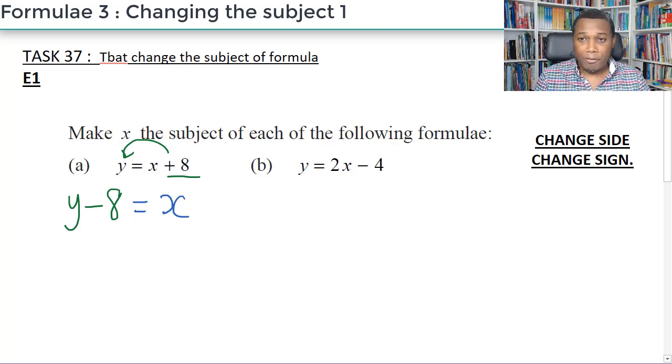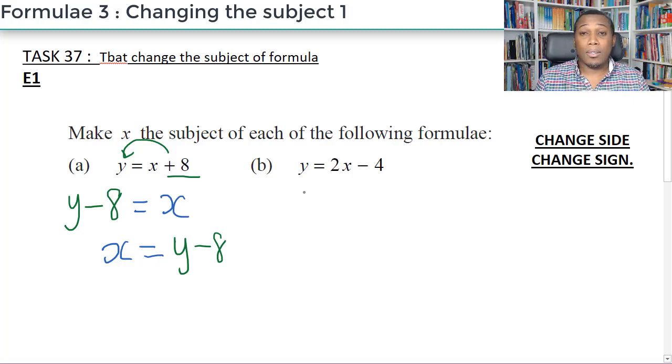Now, again, if you want, you can swap this over to say x is equal to y take away 8. It will not change your score in an exam. Both statements are exactly the same. We're just, for appearance purposes, used to seeing the subject on the left, and that's what we're doing.